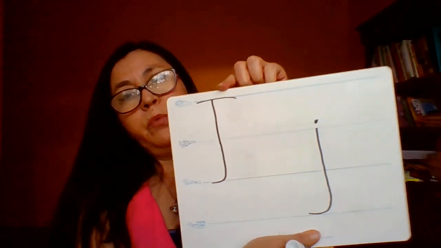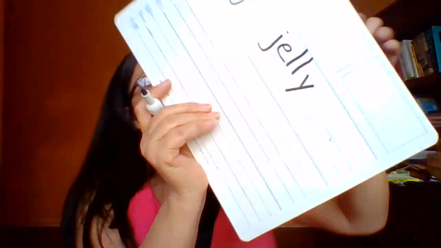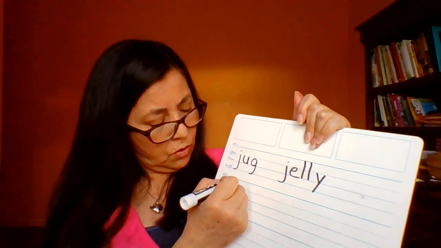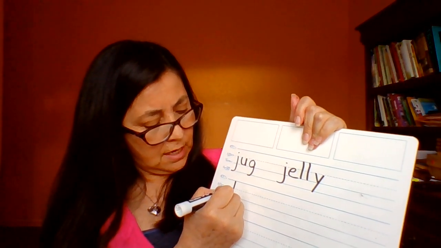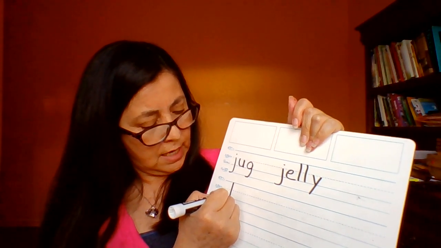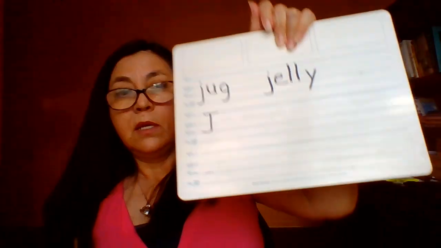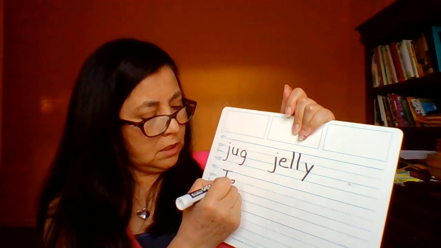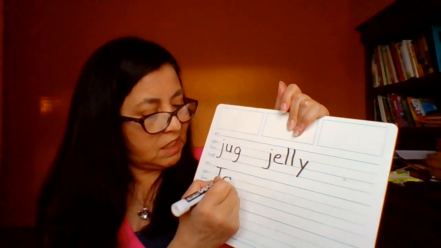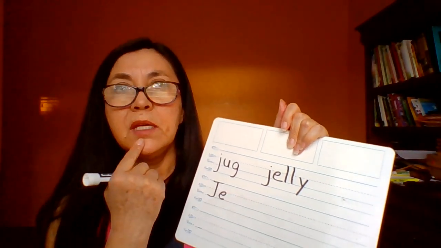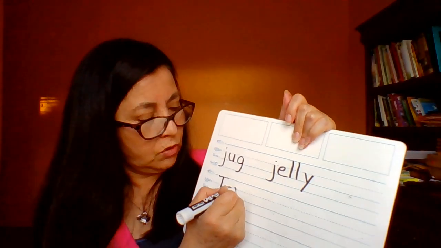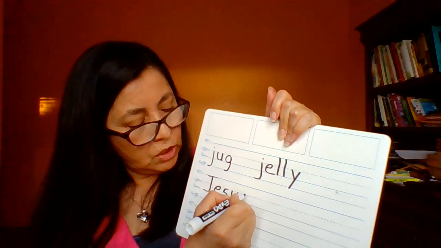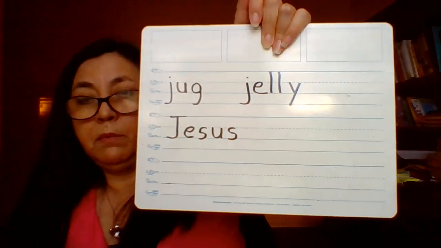One proper name with capital J. So we can write Jesus. So skyline down to the grass line, curve it. J, capital letter because it's a proper name. S, good job. Jesus is a proper name.